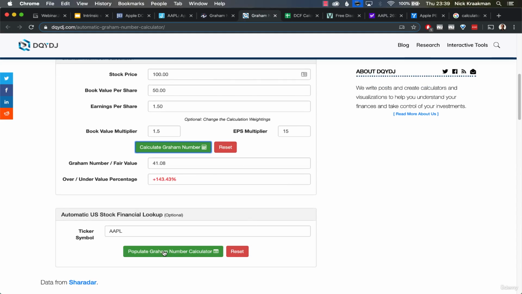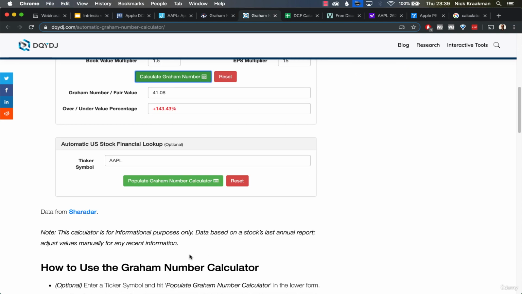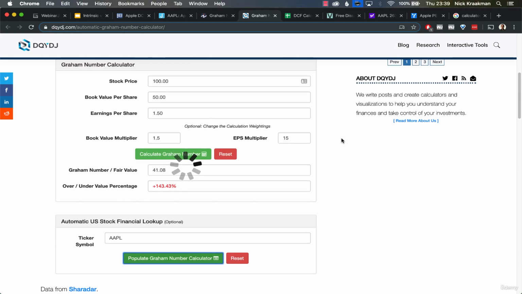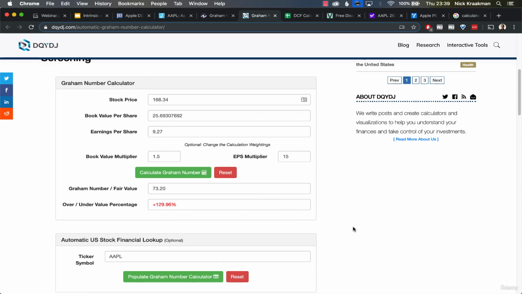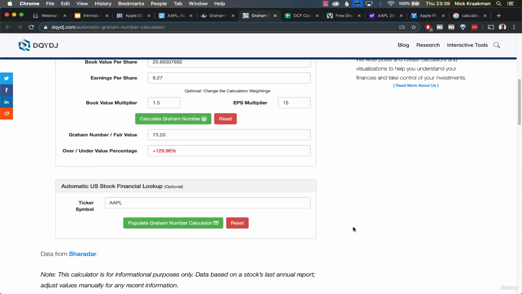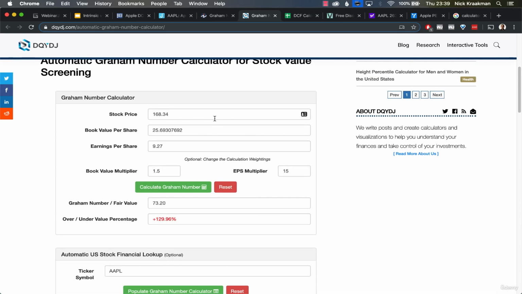They even have a button here to populate these fields automatically based on the last annual report. So it's not super recent, so you have to take that into account. But if we populate it for Apple, which was already filled in there, you see it updates, and we get 73.20. But that's based on Apple's latest annual report. So let's try to update these figures to the current situation.